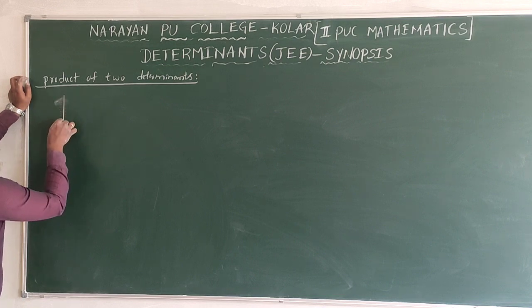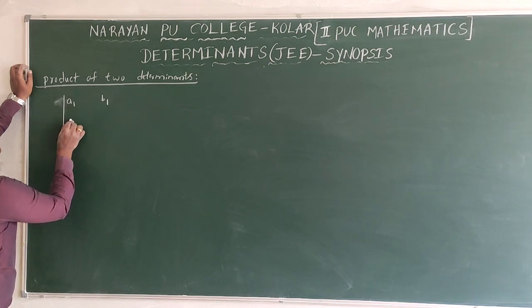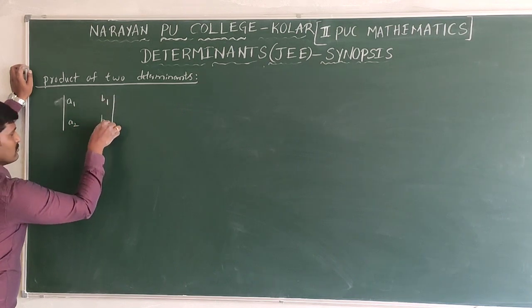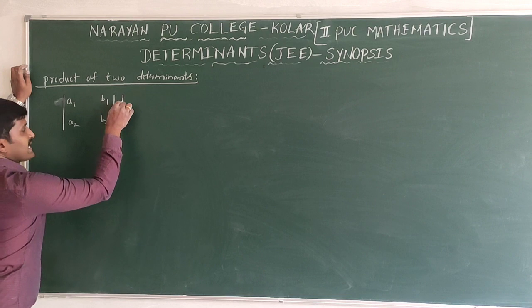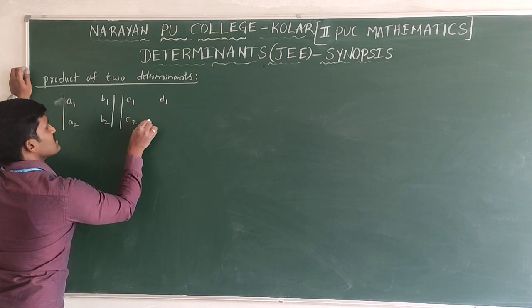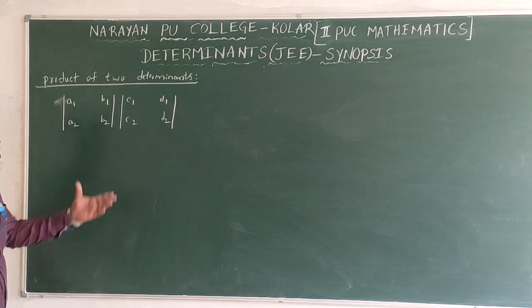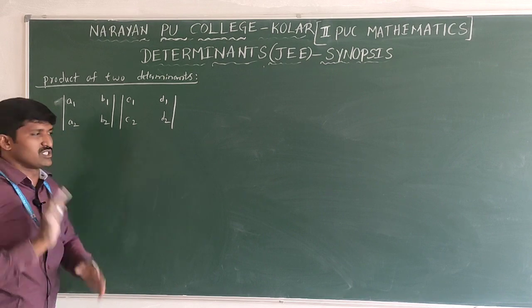Total. First I am taking simple A1, B1, A2, B2 for easy purpose. Second one I am taking C1, D1, C2, D2. These two products will get defined. How we are doing for 2 by 2? For 3 by 3 it is the same concept.